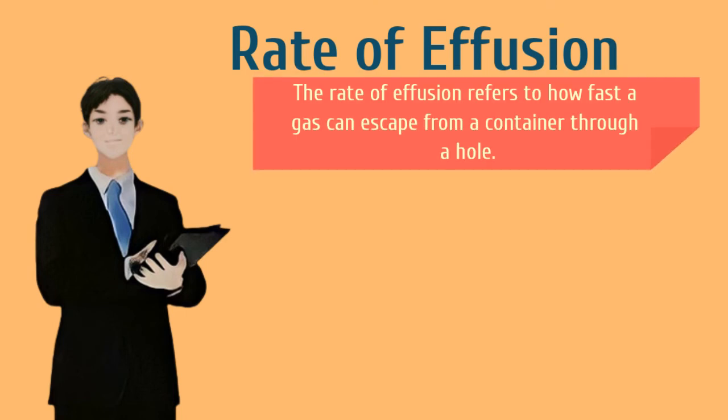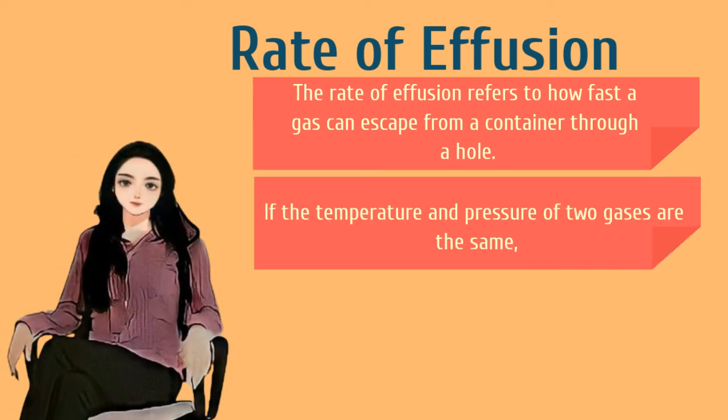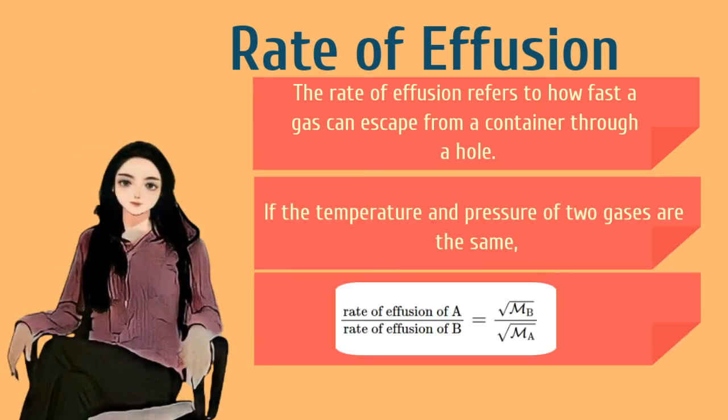The rate of effusion refers to how fast a gas can escape from a container through a hole. If the temperature and pressure of two gases are the same, the ratio of their effusion rates is inversely proportional to the square root of the masses of their particles, where A and B represent the two types of gas, and M refers to the mass.